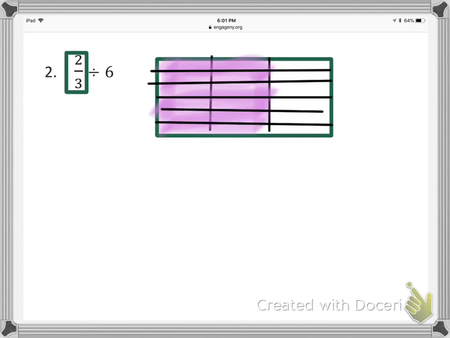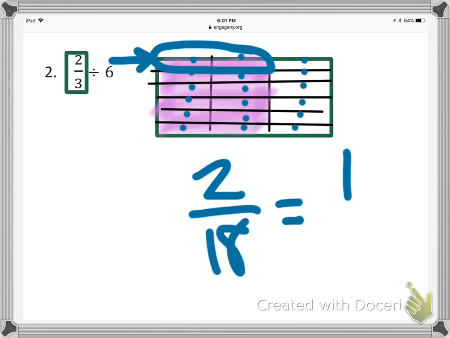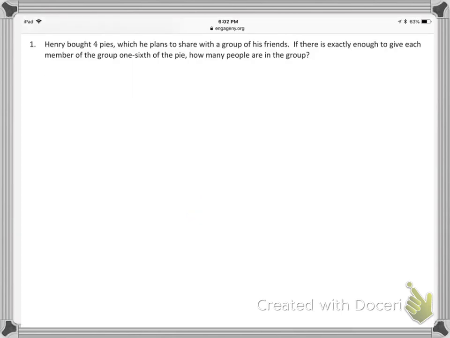So there's my splitting it into 6 equal pieces. And then I care about one of those, so this top one, and that's 2 shaded out of the total number of boxes. 1, 2, 3, up to 18. 2/18, which simplifies to be 1/9. There's another fraction divided by a whole number model. All right, let's move on.